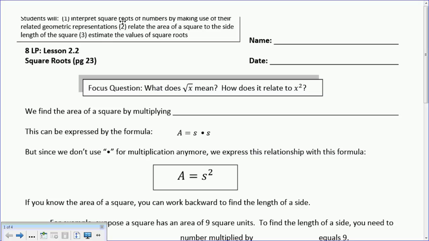We find the area of a square by multiplying the length of a side by itself, right? If it's a square and all the sides are 4, it's 4 times 4, the length of a side by itself. Make sense? Should be writing this down. So this can be expressed with that formula: the area equals a side times a side, right? We just never thought to write it that way.